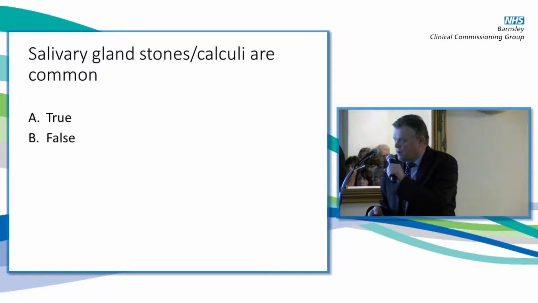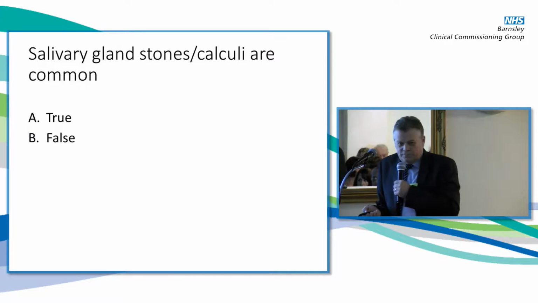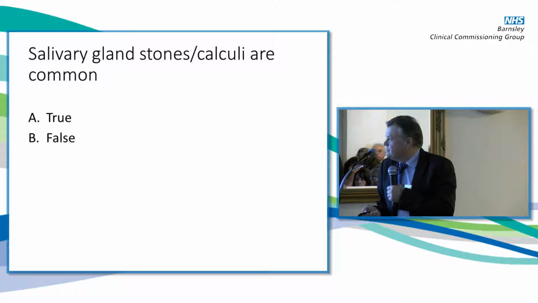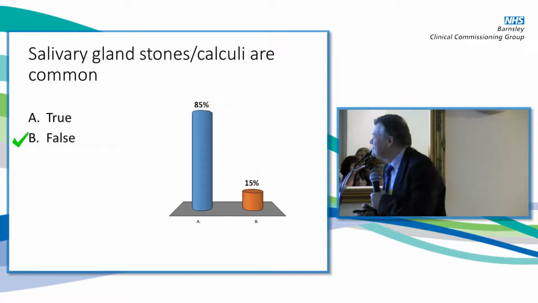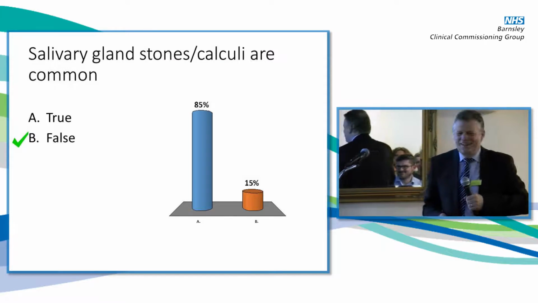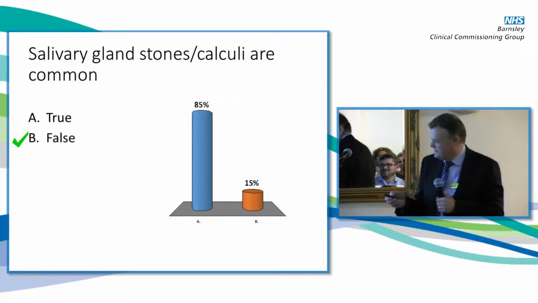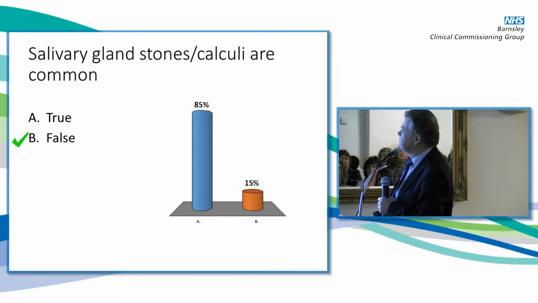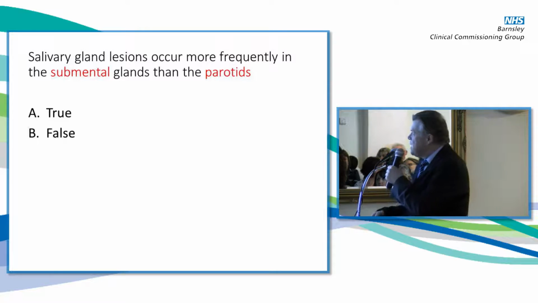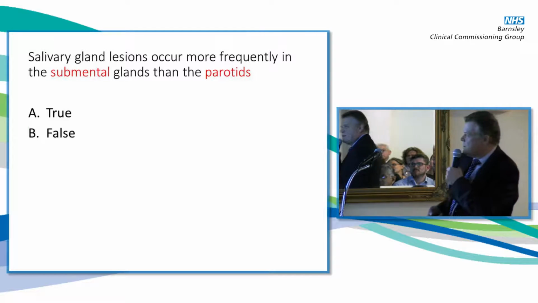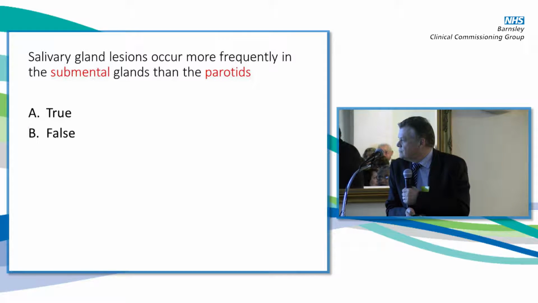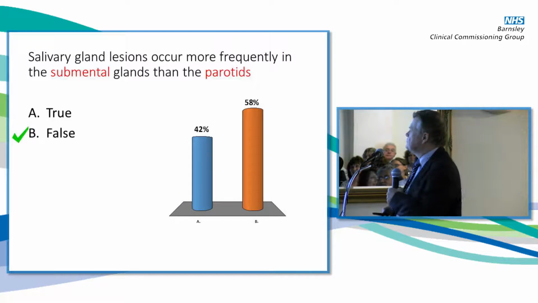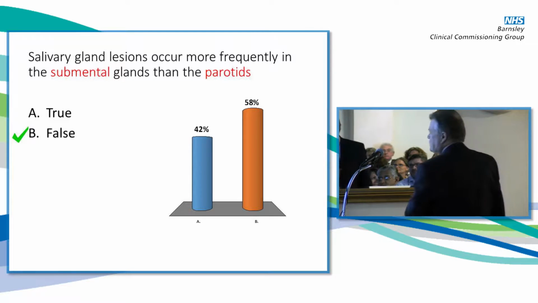Salivary gland stones and calculi are common. True or false? Salivary gland lesions occur more frequently in the submental glands than the parotids. True or false? That's correct. It's false.